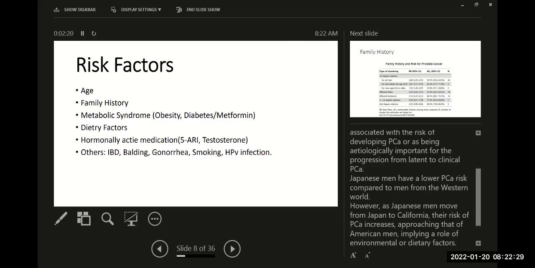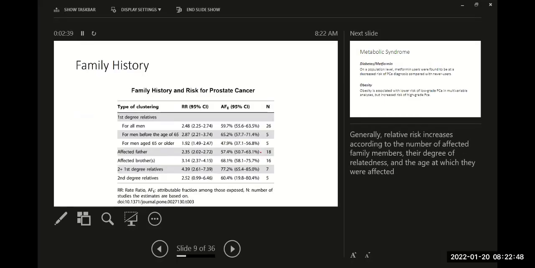Age is the most important factor, as with growing age, the chances of prostate cancer increase. Other factors include family history, metabolic syndrome, dietary factors, hormonally active medication, which are 5-alpha reductase inhibitors and testosterone, and others such as inflammatory bowel disease, balding, gonorrhea, smoking, and HPV infection.